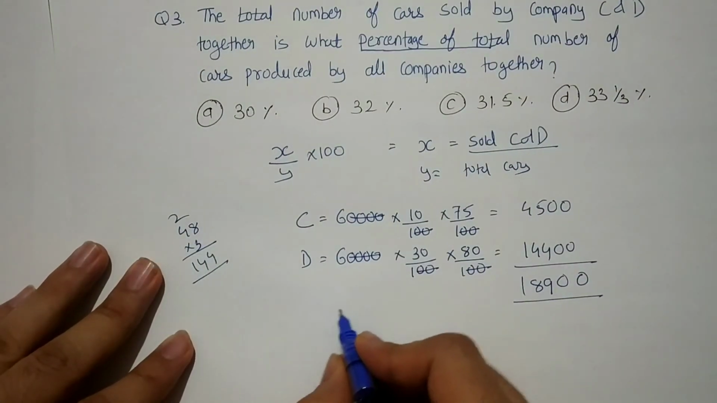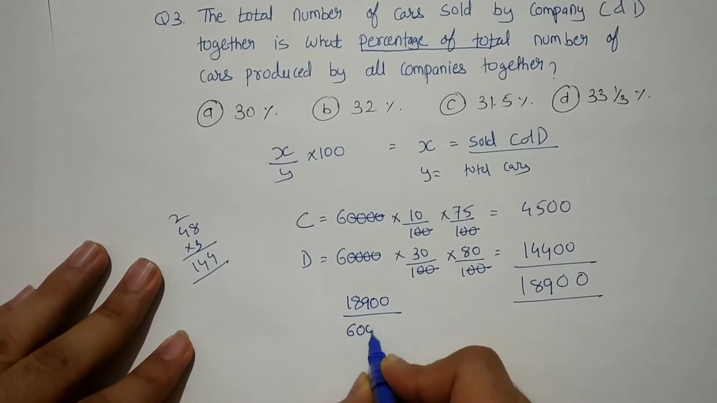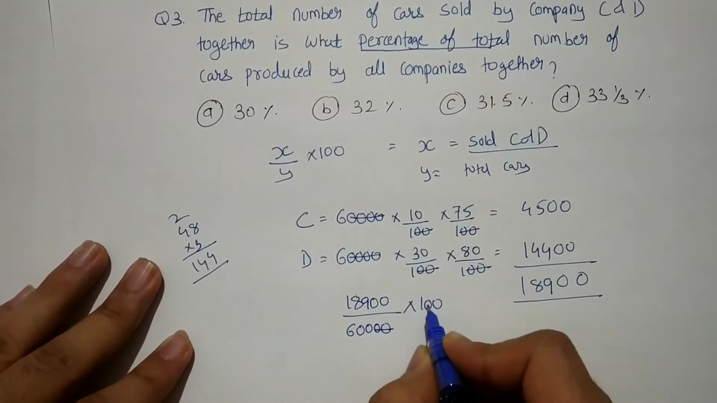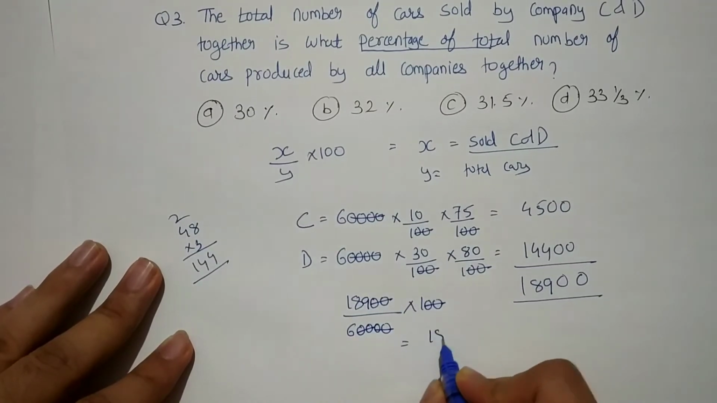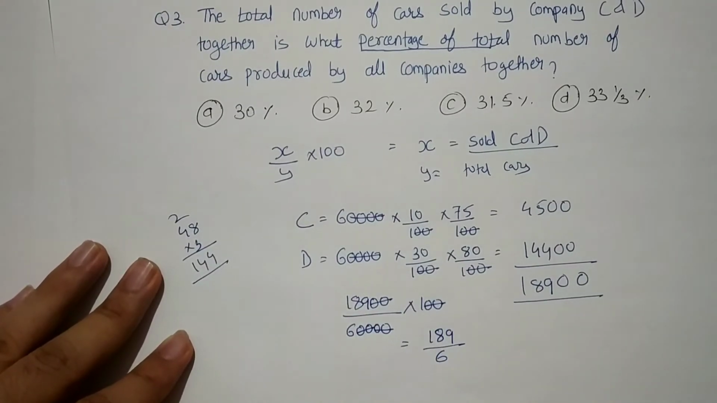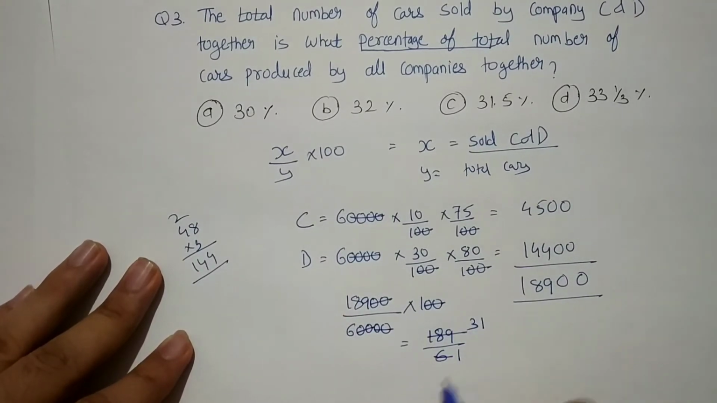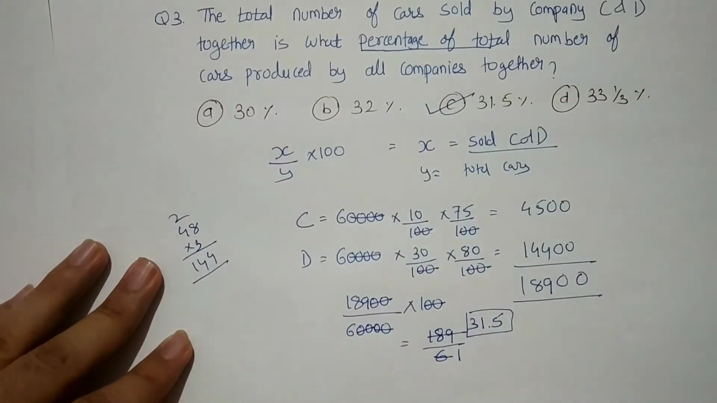So let's apply the formula friends. 18,900 divided by 60,000, which is total production, into 100. So 20 20 cancels, again 20 20 cancel, so you remain with 189 divided by 6. So 6 1s are 6, 6 3s are 18, 6 1s are 6, 3 remainder, so point. So 30, 6 5s are 30. So what is going to be your answer friends? So the answer is going to be option number C, that is 31.5%.